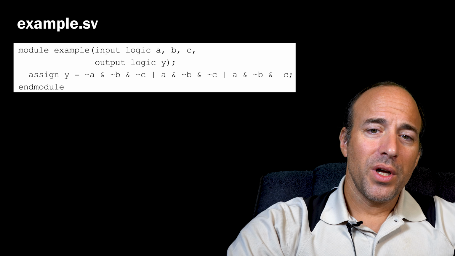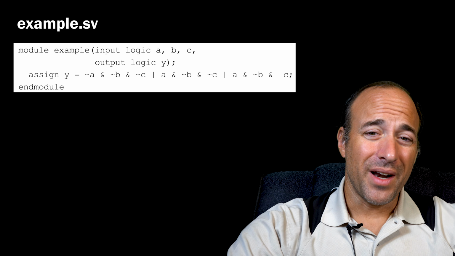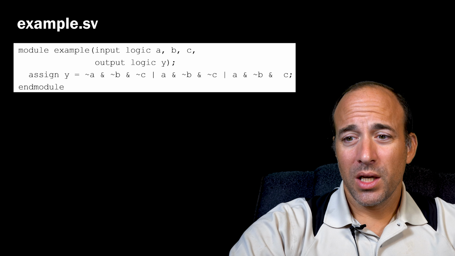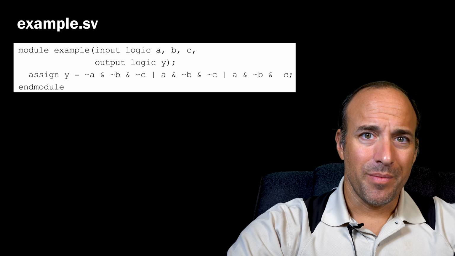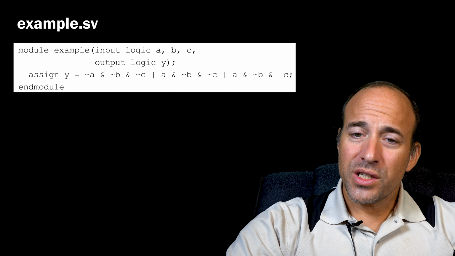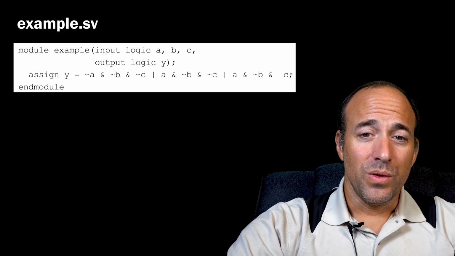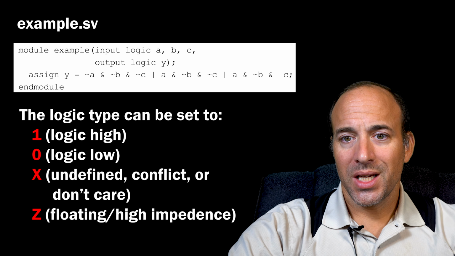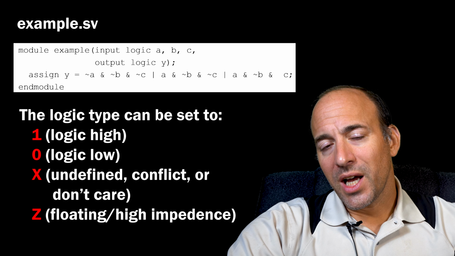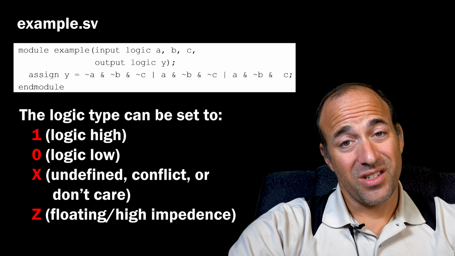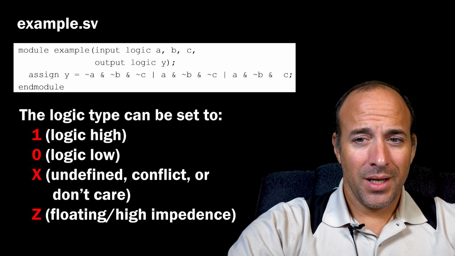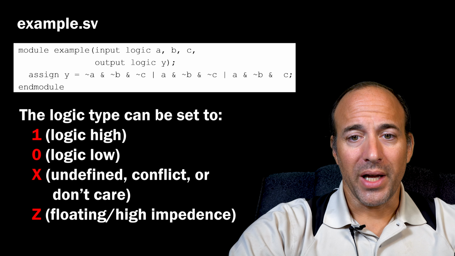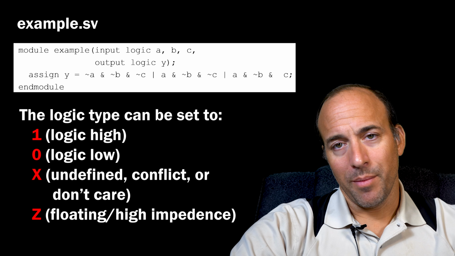The keywords input and output are type modifiers, while the keyword logic is a data type. The logic type can take on values 1, 0, X, or Z. Now there are other types in SystemVerilog, such as the type bit, that can only take values 0 and 1, but we will only use the logic type in this class.